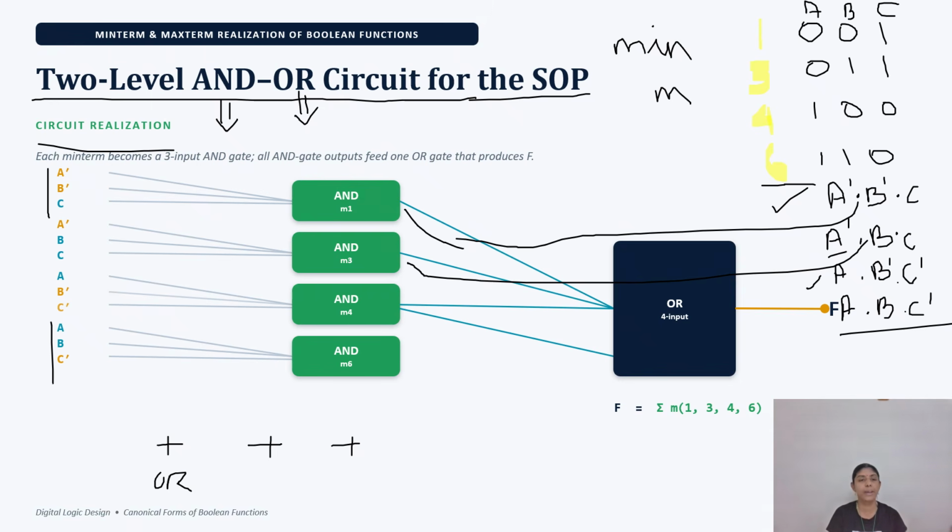Okay. This is the way how you have to do the realization of the minterm on the 2-level gate implementation. You can ask me why we are taking it as 2-level. Because this is your level 1 and this is your level 2. That's why we call it a 2-level implementation.